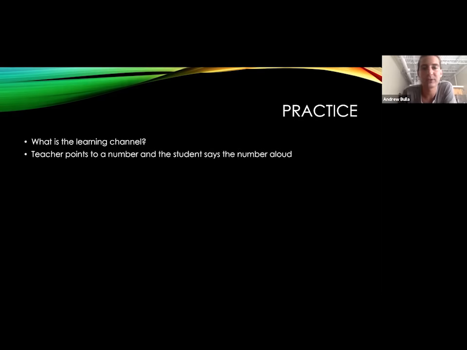The teacher points to a number and the student says the name out loud. See say. So they see the number, they say the number. Good. Listening to a reader and giving feedback on expression. Hear say. So I'm hearing the reader and I'm giving them feedback.